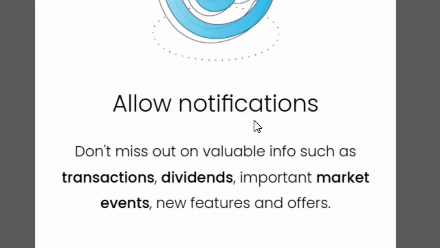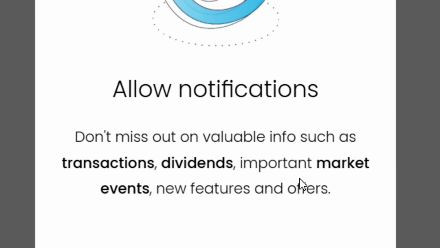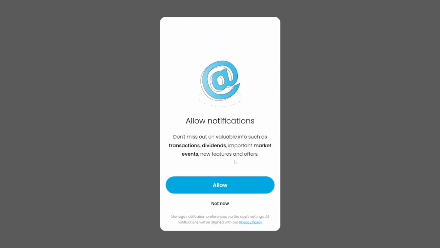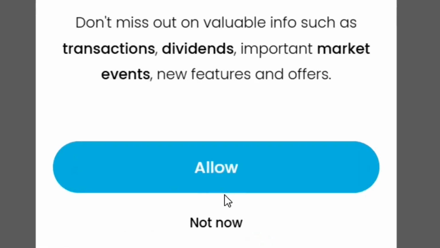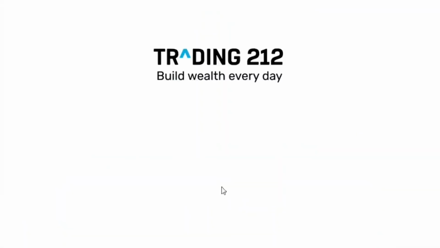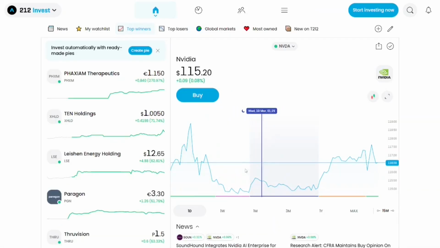After that, over here you have to allow them to send you transactions, dividends and marketing events. To allow it, all you have to do is click on allow, and over here you have successfully created your account.